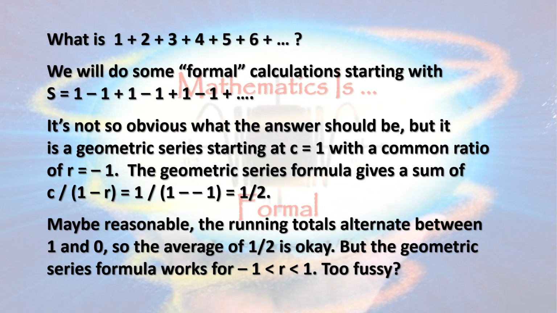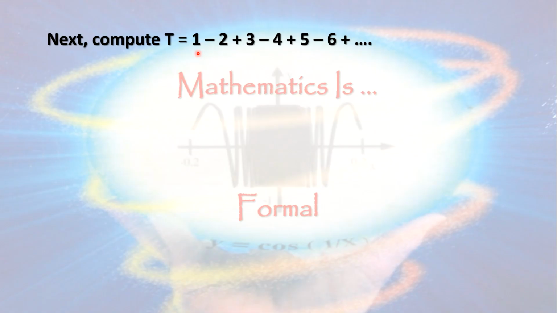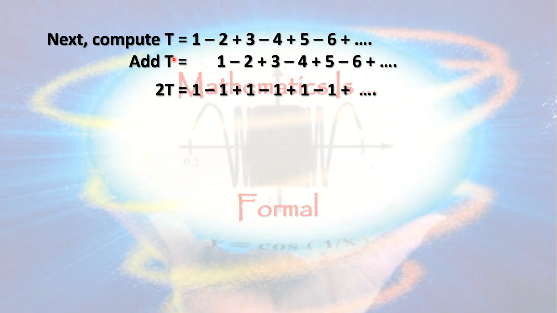Next we'll look at T, defined to be 1 minus 2 plus 3 minus 4 plus 5 minus 6, and so on. We will add T to both sides of the equation and offset the numbers a little bit. Add up pairs of numbers on the right side as they are stacked. So on the left, T plus T is 2T. Got our 1 on the right. Minus 2 plus 1 is negative 1. 3 minus 2 is plus 1. Minus 4 plus 3 is negative 1. And so on. Plus 1 minus 1, etc.